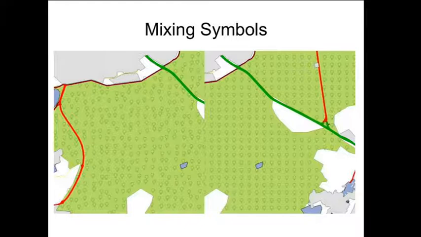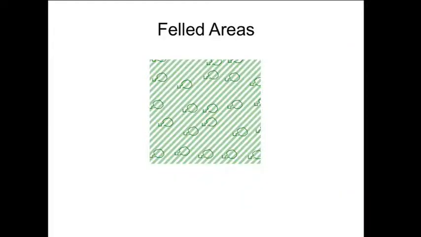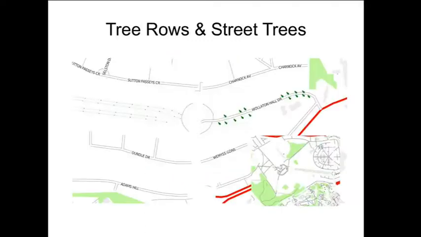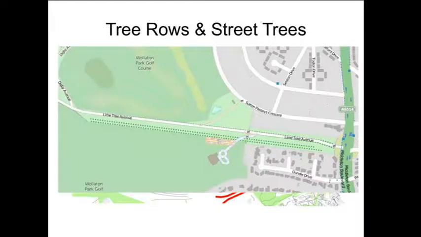We can have mixes of symbols. I've lost one, got felled areas. But one to close, I also played with mapping tree rows and street trees, and then I discovered the Mapnik style sheet, as of 3 days ago, is now showing the tree rows I mapped 5 years ago, finally. So we can make progress in this field.